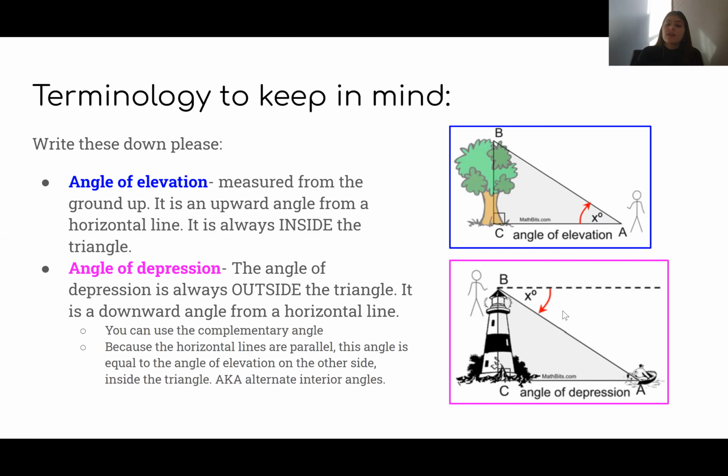So notice this angle is outside of this triangle that we have formed here. Okay? Now, there are two ways that you can solve word problems that use the angle of depression. You can either use the complementary angle right here. So if they give you this angle, you know that right here is 90 degrees. So you can just subtract this angle of depression from 90 degrees. You'll find the complementary angle.